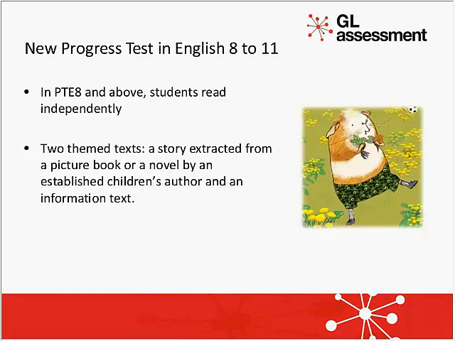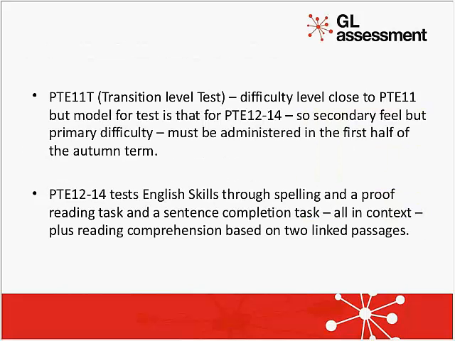For 11, we've talked about the transition test and we've talked about its purpose. Perhaps just to reiterate that it should be used in the first half of the autumn term if it's going to be appropriately used. It does contain the content, as we said before, of the primary phase. Beyond that, at 12 to 14, the English skills, we've said, are through the proofreading and the sentence completion, and the comprehension is based on 2 linked passages as it is at age 11.